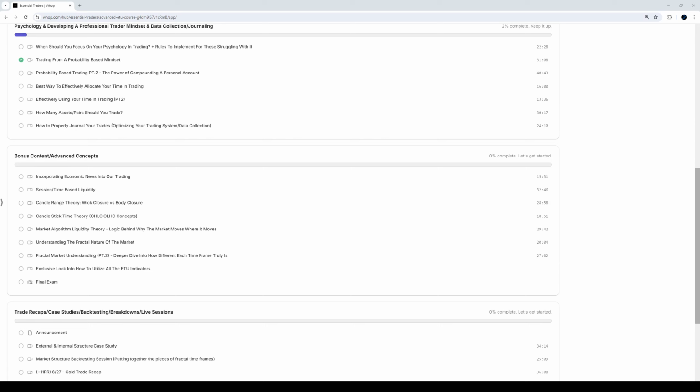And then the third section here is basically on bonus content, and I go over some advanced concepts that I use in trading. I split this section up into sections so that these things are more optional. Okay, optional bonus content that goes very in depth into how the market truly works. This is for people that really want to get good at trading.